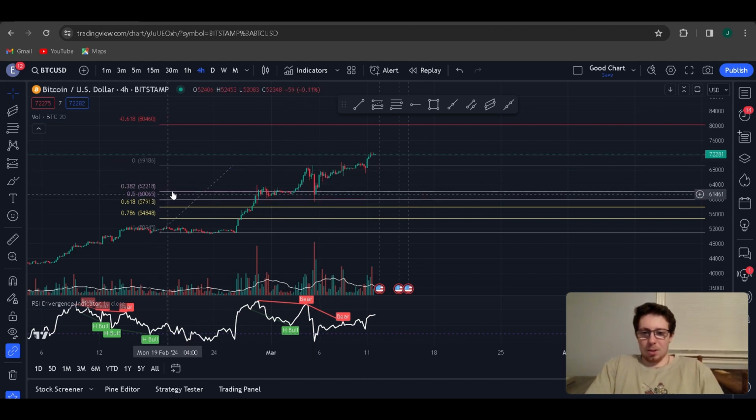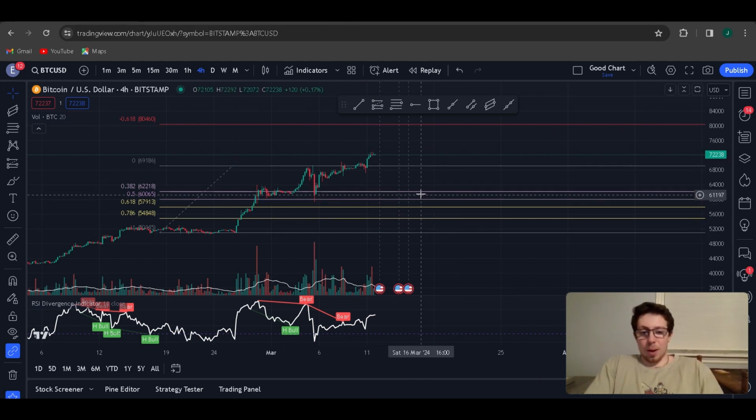So what I'm seeing here is that we had this move from here up to the top here, retrace back to about the 0.5. And considering we're breaking this previous high, we might expect to see the price go all the way up to the 0.618 here at nearly $81,000.